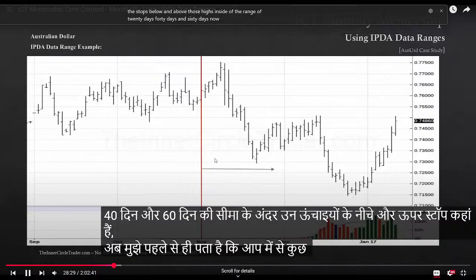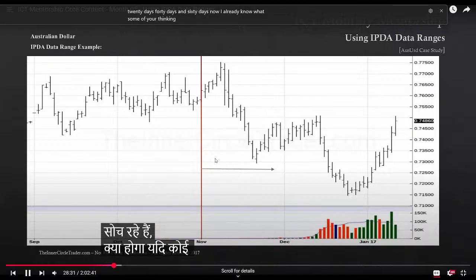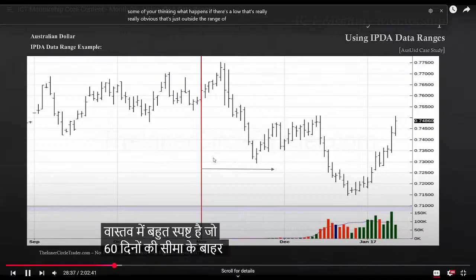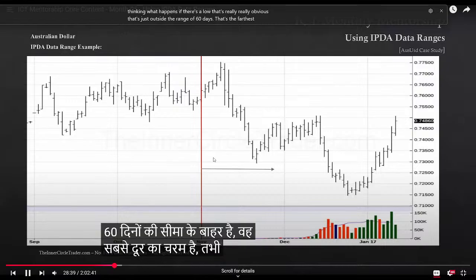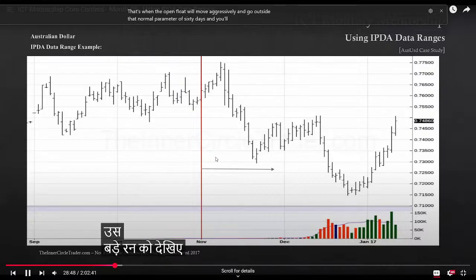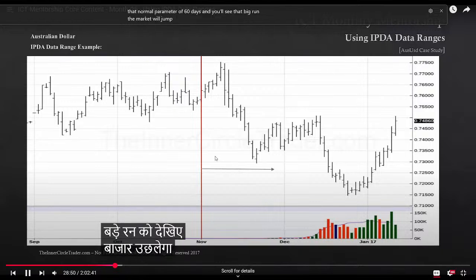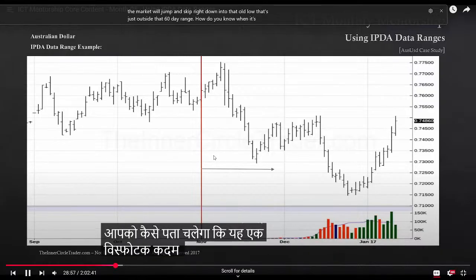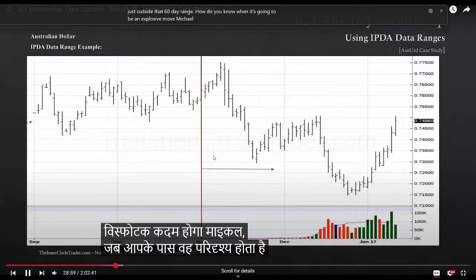Now, I already know what some of you are thinking. Well, what happens if there's a low that's really, really obvious, that's just outside the range of 60 days? That's the farthest extreme. That's when the open float will move aggressively and go outside that normal parameter of 60 days, and you'll see that big run. The market will jump and skip right down into that old low that's just outside that 60-day range. How do you know when it's going to be an explosive move, Michael? When you have that scenario.